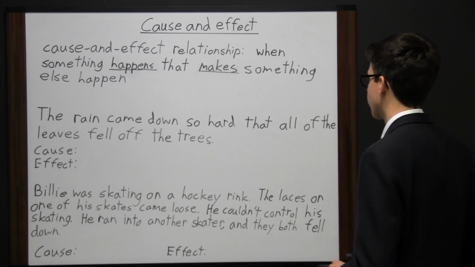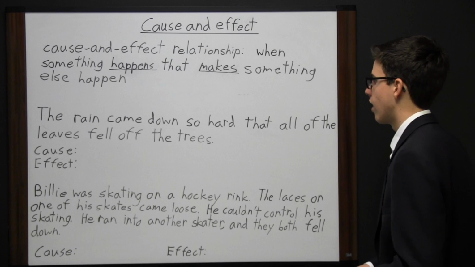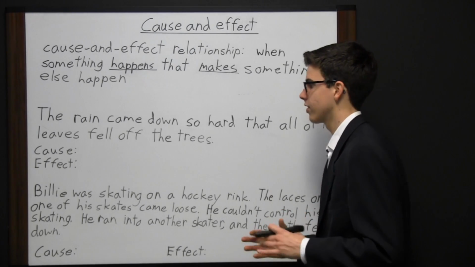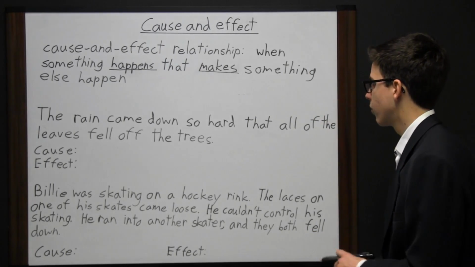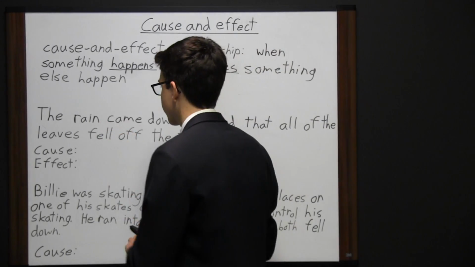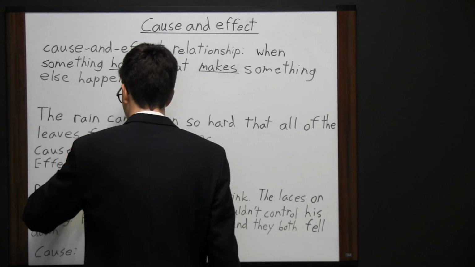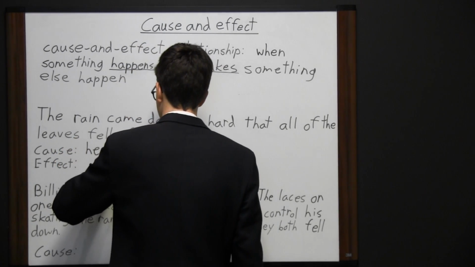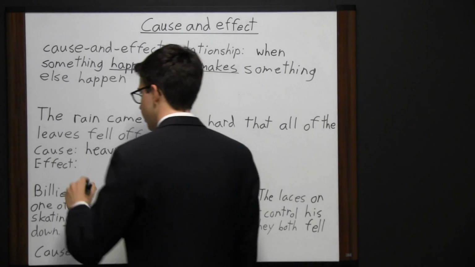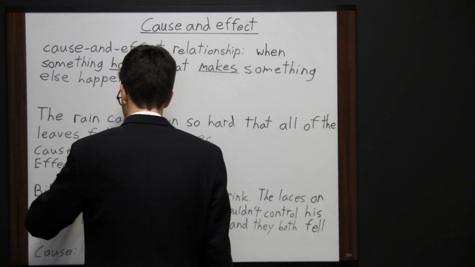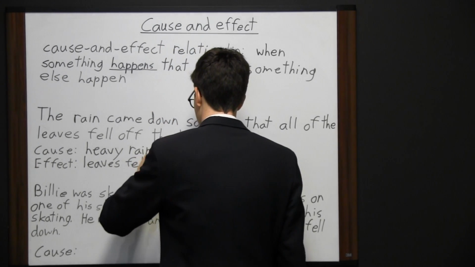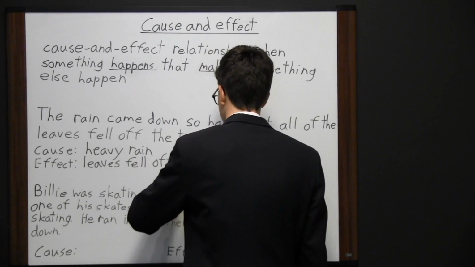The rain came down so hard that all of the leaves fell off the trees. So we have a cause and effect relationship here. So we know what the effect is. The leaves fell off the trees. Well, what's the cause? The rain. So we can say that the cause is heavy rain, and the effect of that is that leaves fell off of the trees.